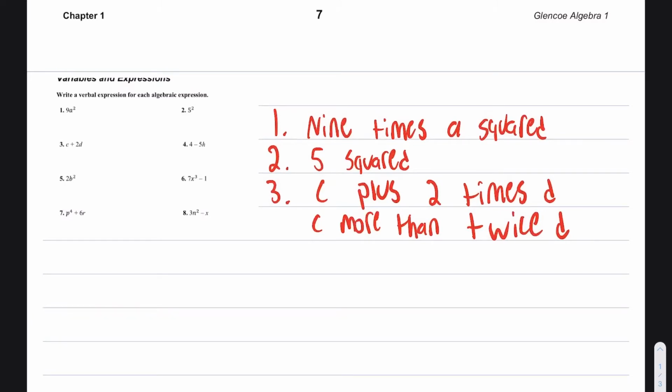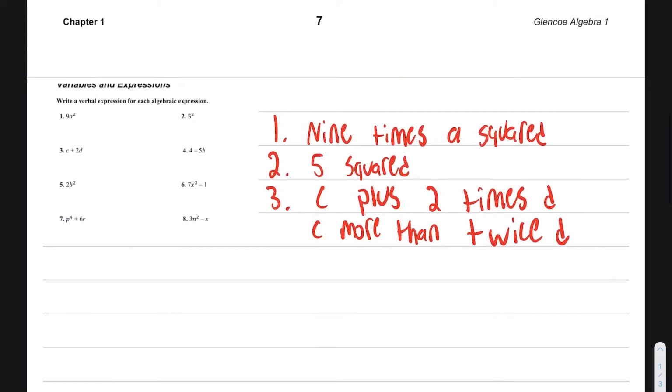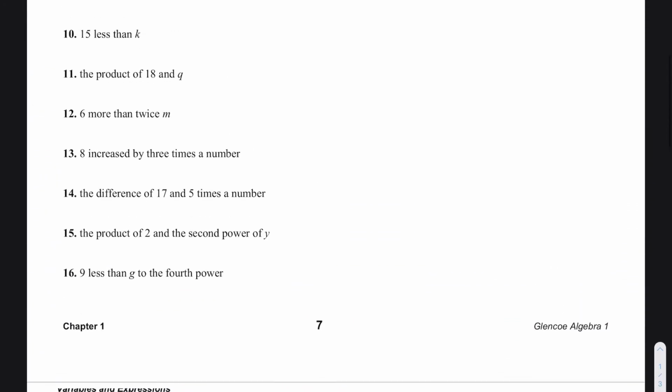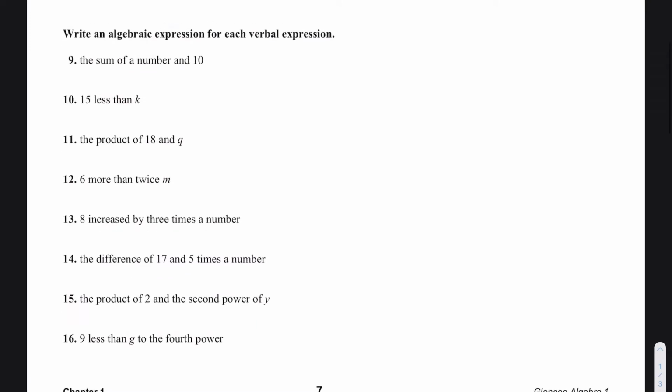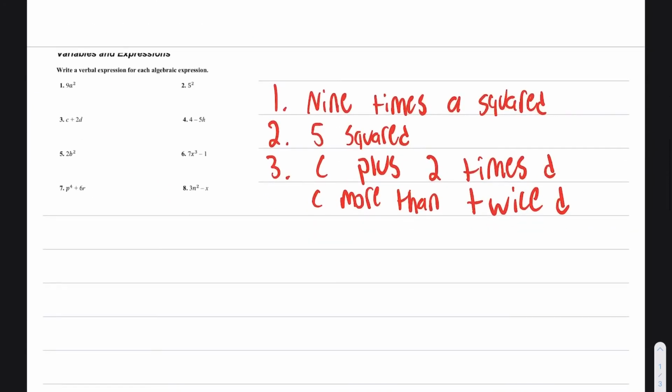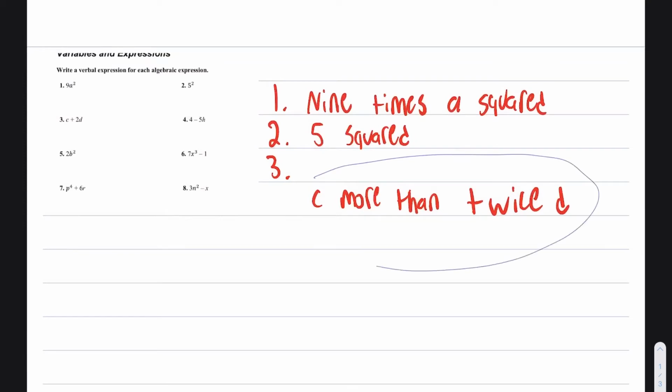The words that you should use, you can get hints for those words by looking at the other part of the worksheet. If you look at the bottom part of the worksheet, it never says plus. It says sum, it says more than. This is going to mean plus, and this is going to mean plus. So we really don't want to use that first one. We want this one.